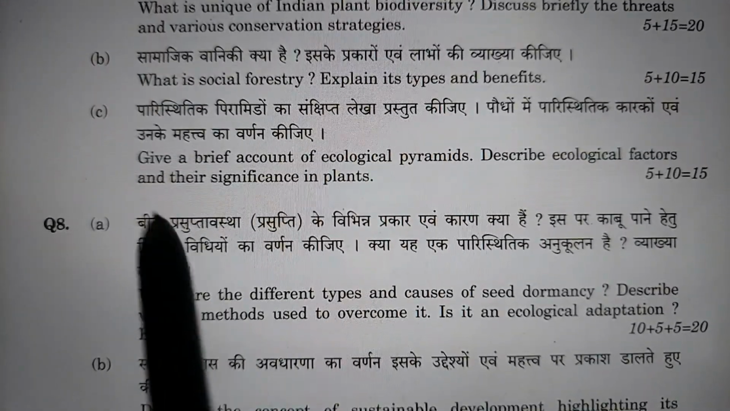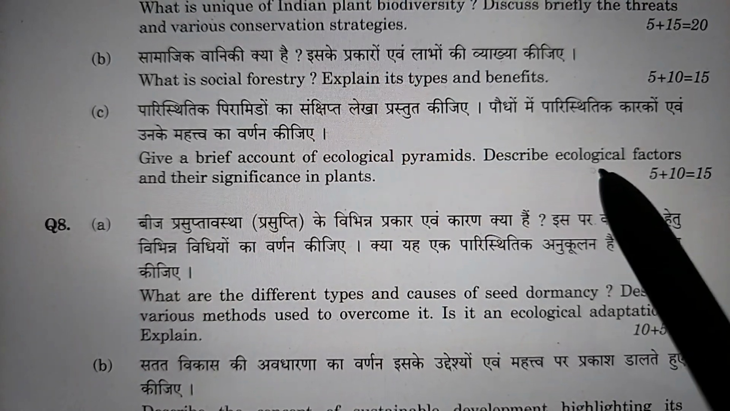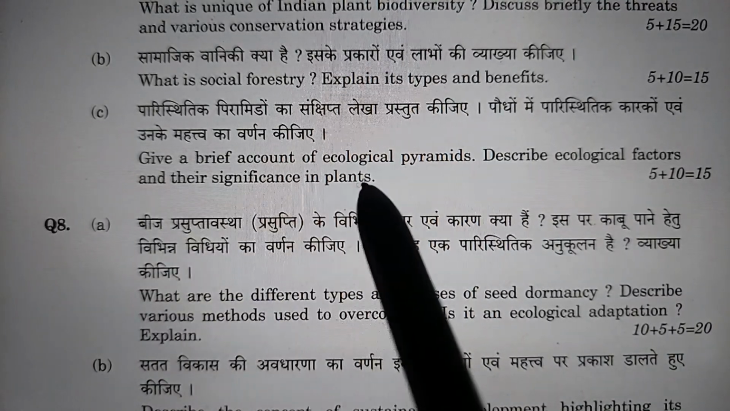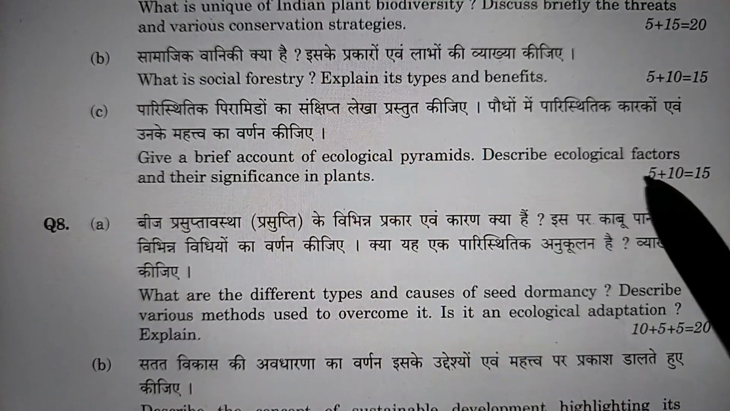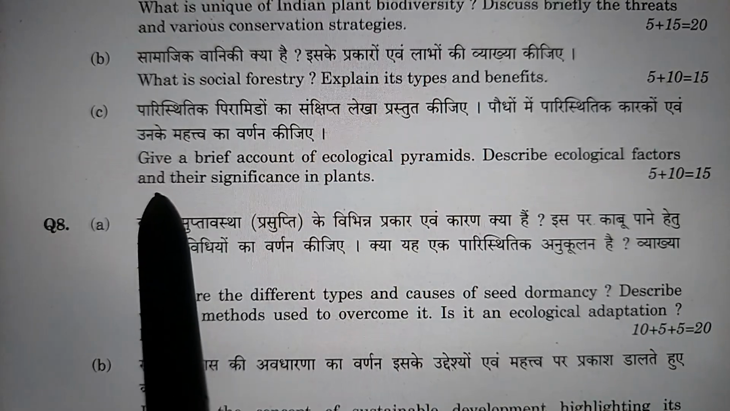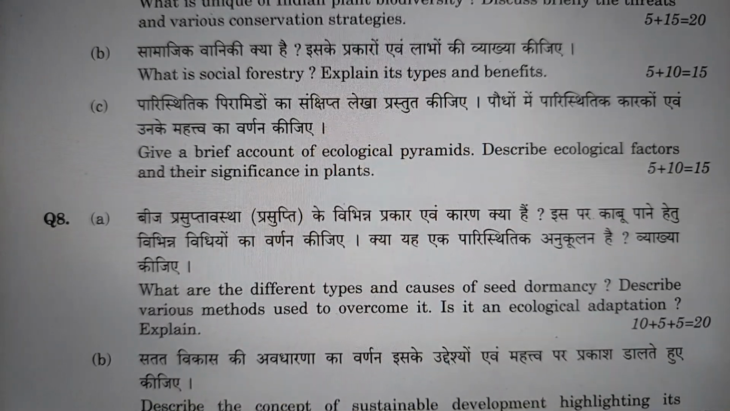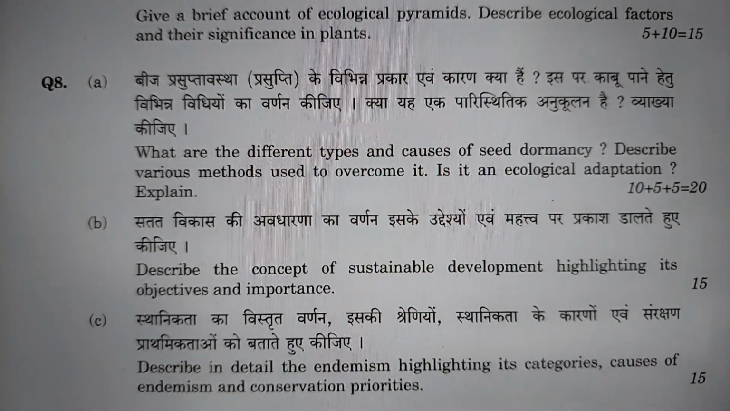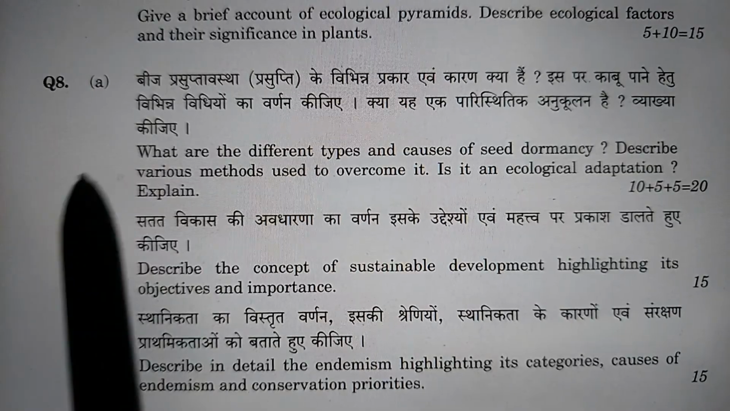Option C is give a brief account of ecological pyramid and describe ecological factors and their significance in plants. Brief account of ecological pyramids 5 and describe ecological factors and their significance in plants is 10, total 15 marks. So this is question number 7. Next one is also having 3 options, A, B and C.